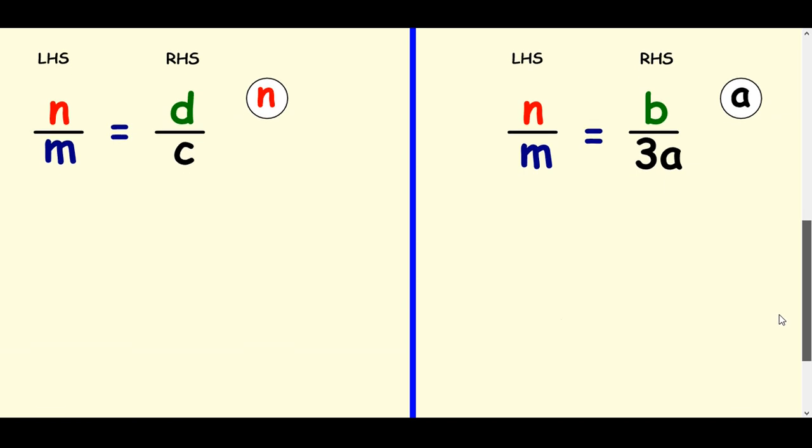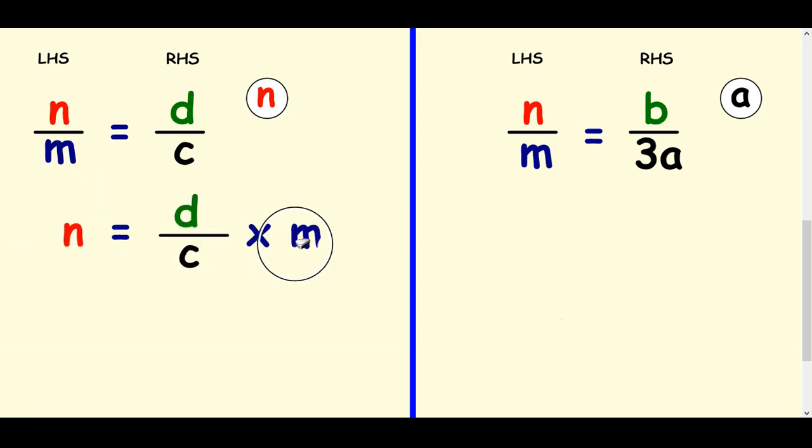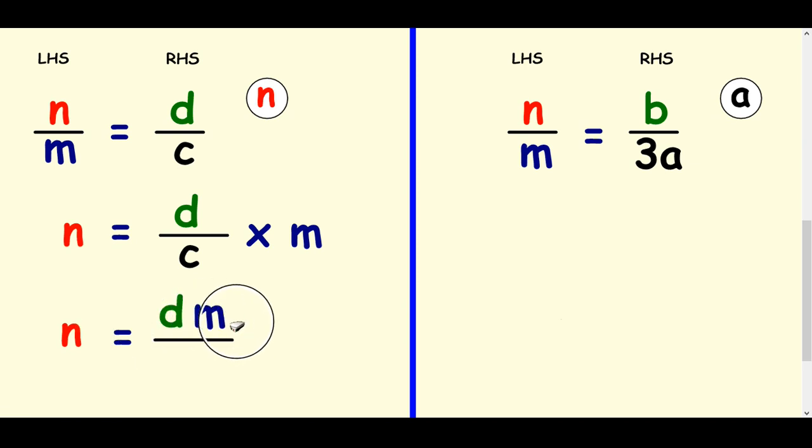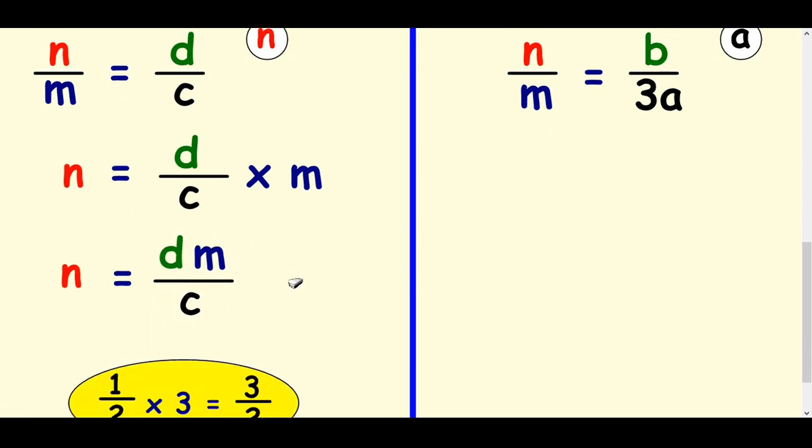Okay, two more slightly harder examples here. So I've got n over m equals d over c. So straight away, n's on the left hand side, which is good, but it's been divided, we're dividing by m here, so I want to do the opposite of dividing by m, which is timesing by m. Now you could leave it like that, however it's a wee bit clumsy looking, and I would rather you left it like this, and I'll show you why.